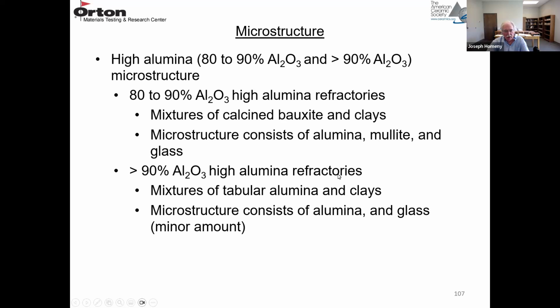And then higher alumina refractories greater than 90%, you're probably going to start out with tabular aluminas, maybe a fused alumina, minor amount of clay. So now you're going to have alumina and glass. You're going to probably have a little bit of mullite, but when you're up in 90% alumina, it's going to be mostly corundum.